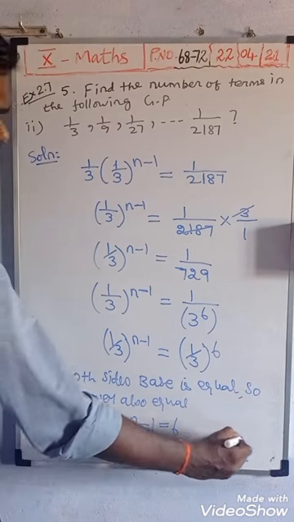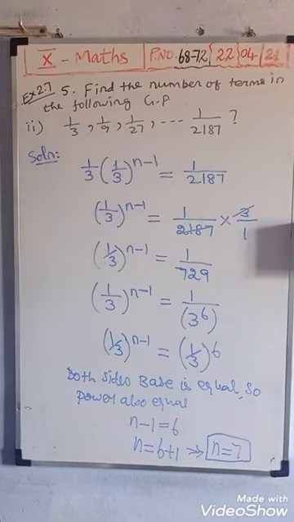So given the GP, how many terms are there totally? Totally 7 terms are there. In that, the 7th term will be, what is that? 1 by 2187. Okay, so like that we want to find. We know the Tn formula. Using the Tn formula, I receive the answer. So given the GP, there are 7 terms. Therefore, n is equal to 7.